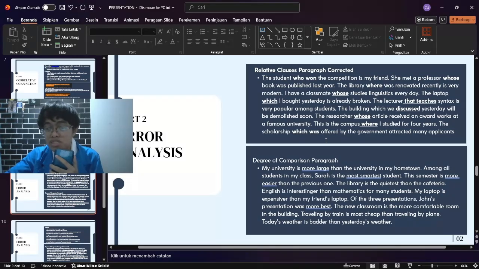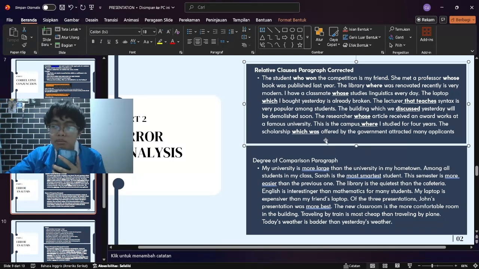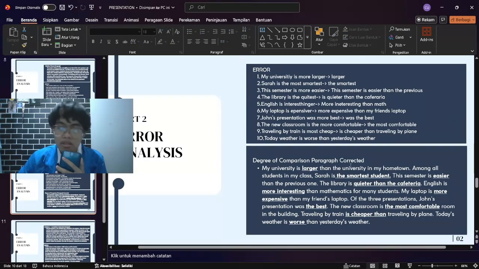My laptop is expensiver than my friend's laptop. Of the three presentation, John's presentation was more best. Yikes. The new classroom is the more comfortable room in the building. Traveling by train is the most cheap. Then traveling by plane to this weather is better than yesterday weather. Okay, this is the obvious one. Oh wait, sorry. Next slide.